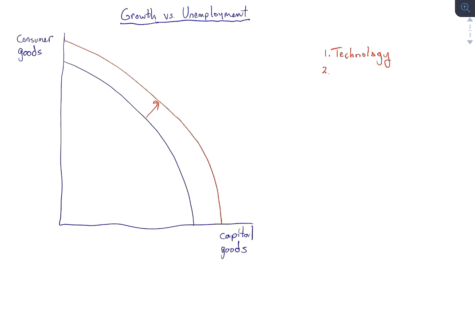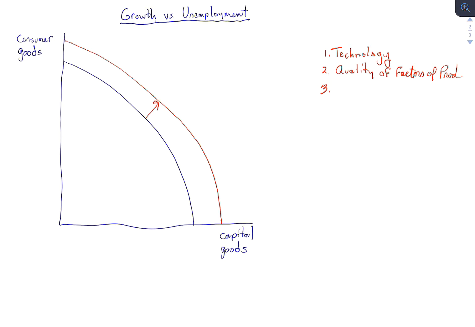Another possibility is the quality of the factors of production. If we have better workers or better factors, land, labor, capital, any of those are better, then again the effect over time is going to be an increase in what we can output, which would be demonstrated by an outward push of the PPC.